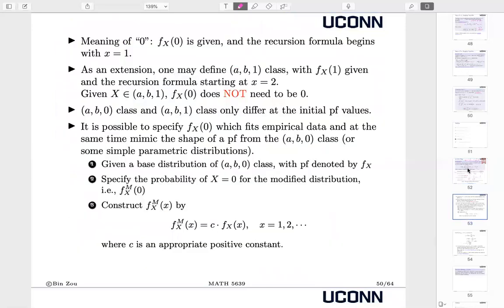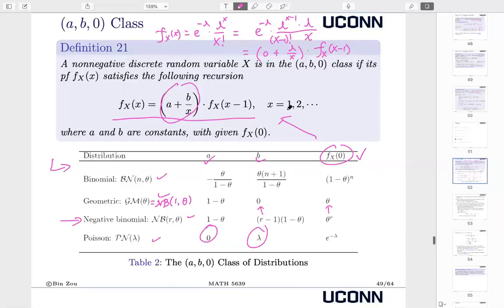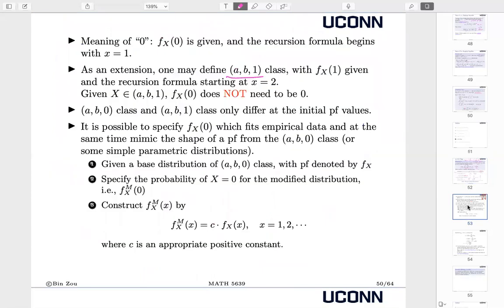Somehow a related concept is AB1. Everything is the same except here the starting value is not 0, it's 1. For AB1, I start with the probability function at 1. If I know the probability function at 1, I can use this formula to derive the probability functions at 2, 3, all the way to infinity if I want. And then to figure out the probability at 0, I just use 1 minus the summation of the rest, right? So we also just need one condition to figure out the rest.